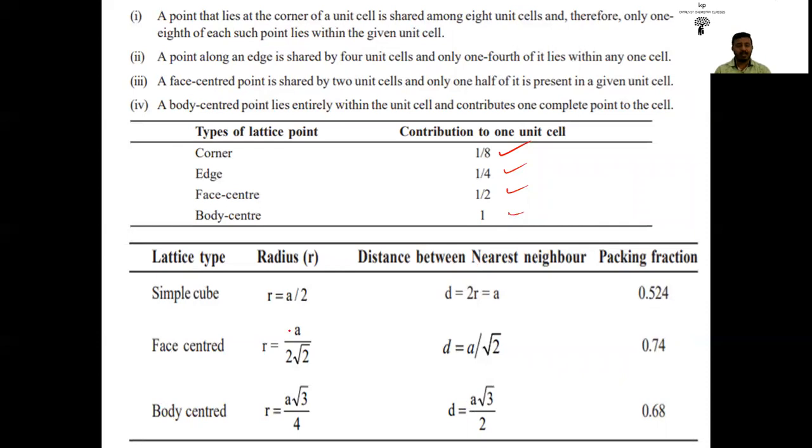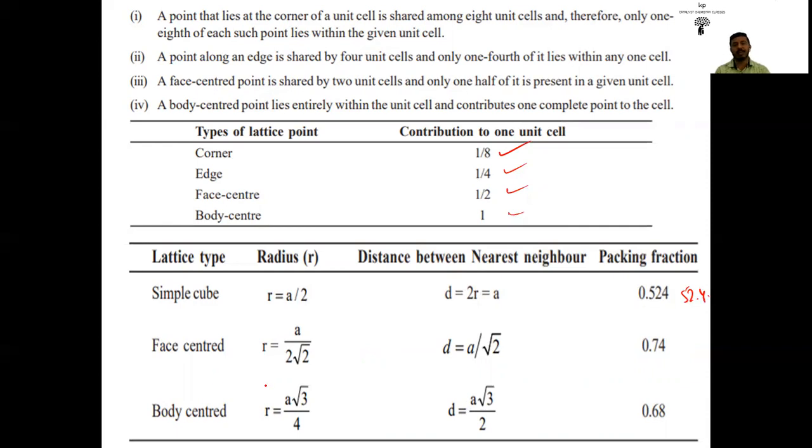Then, here we have some relationships like lattice type, radius, distance between nearest neighbors d, and packing fraction. Along with this, I will also give packing efficiency. If you consider a simple cube, the radius r is equal to a/2 and the distance between nearest neighbors d is equal to 2r, or a. And the packing fraction of a simple cube is 0.524 and its efficiency is 52.4%.